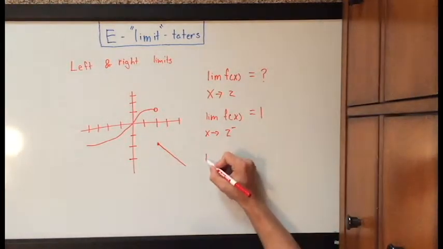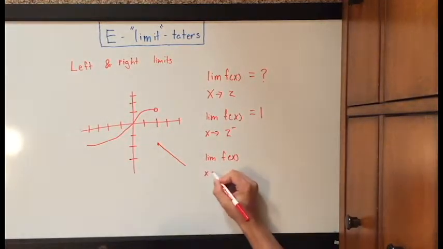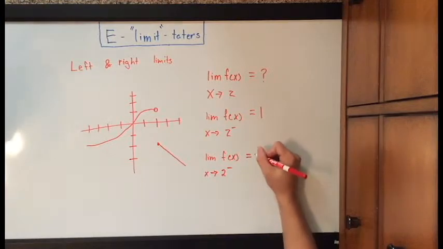Now we don't know what this limit is going to be, so we're going to have to look at the left and the right halves to see if this limit actually even exists in the first place.